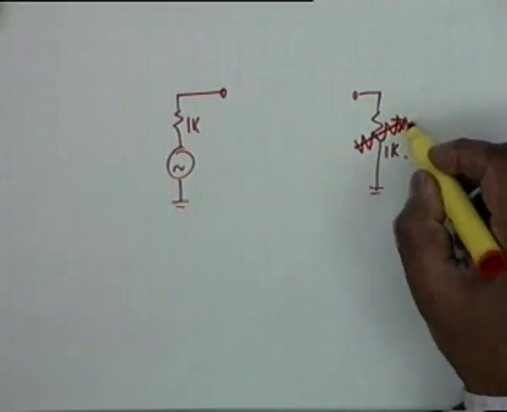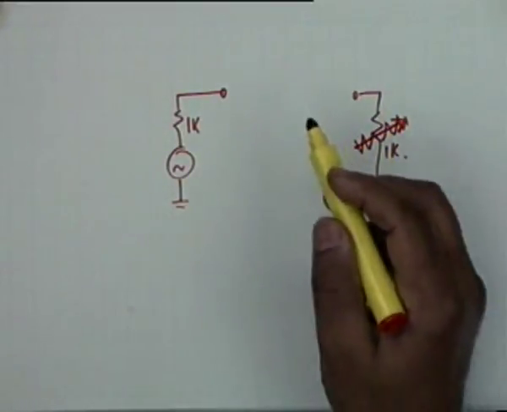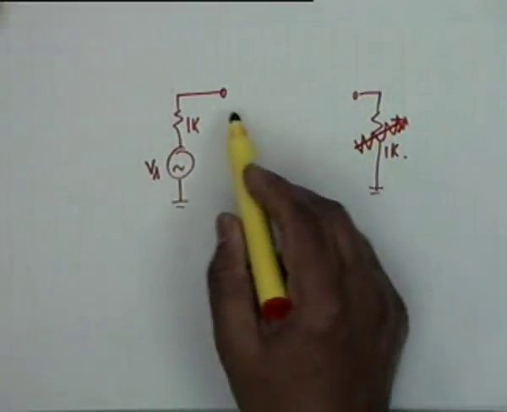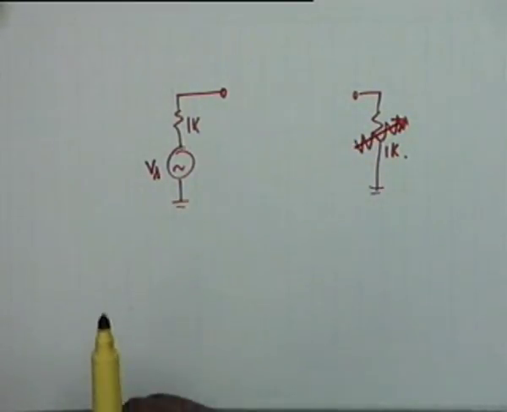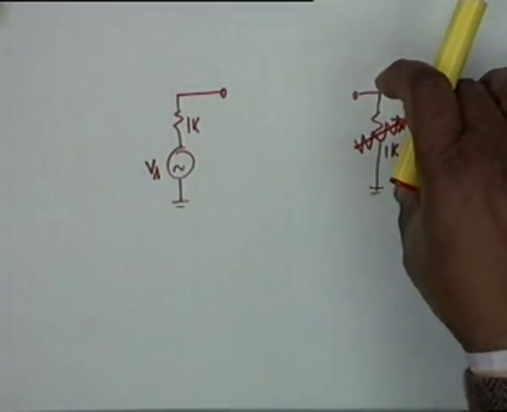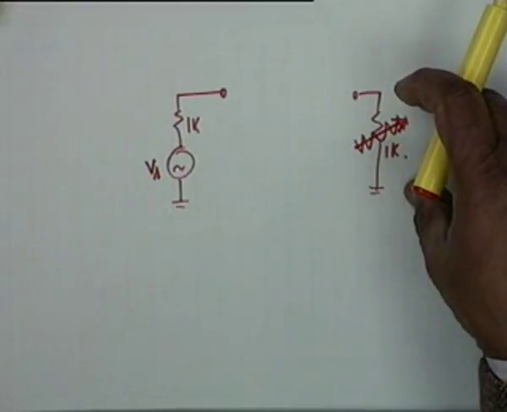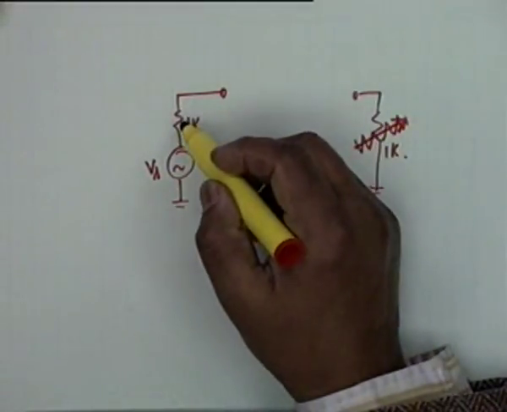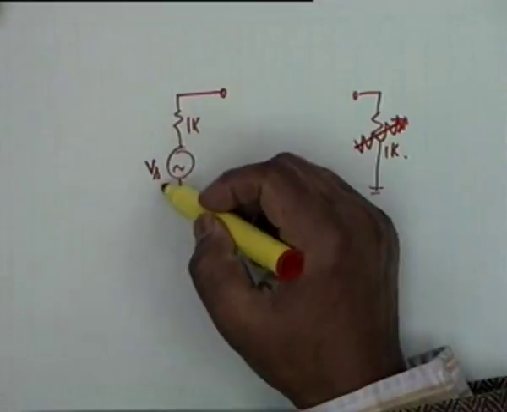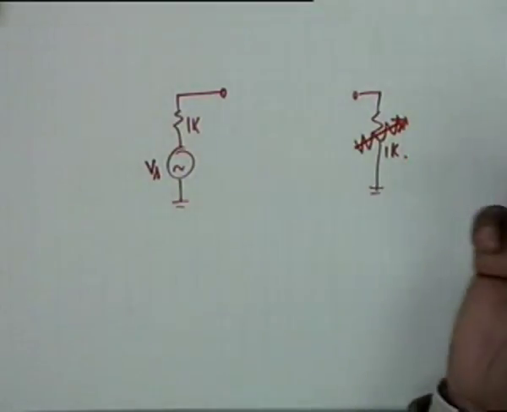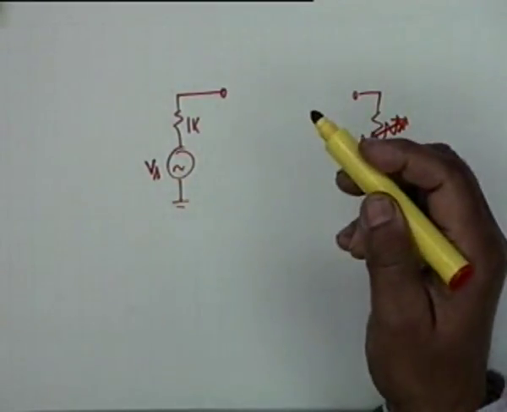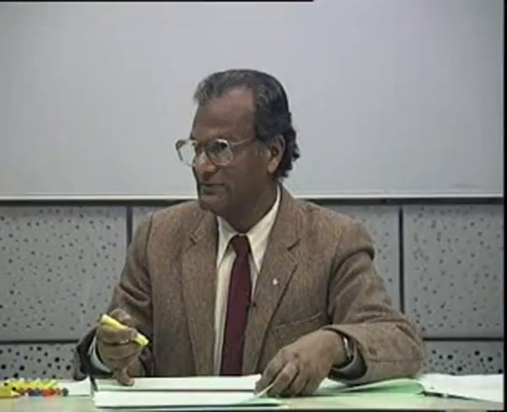Let the load be constant, it doesn't matter. Now, if you connect this directly, only half of the voltage will appear here. And any change that occurs in the source, due to any reason, will affect the load voltage also.